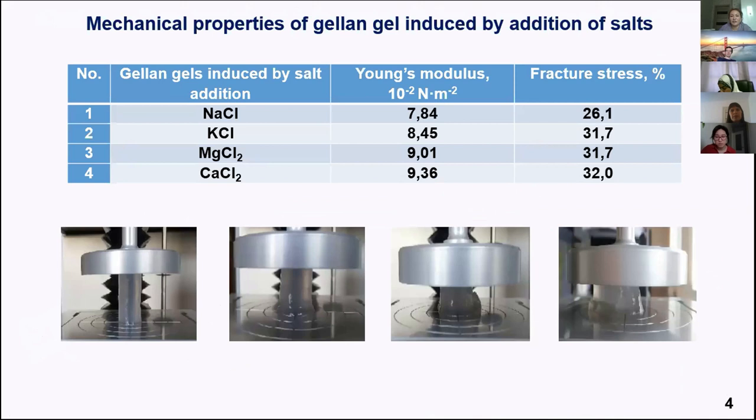You can synthesize hydrogels of gellan in any form. Gellan gels show good mechanical properties. You can see the mechanical strength of the gels formed with sodium chloride, potassium, magnesium, and calcium chloride.